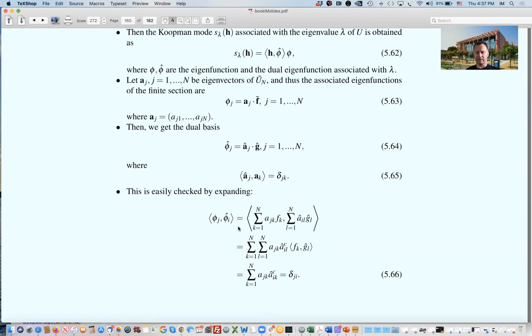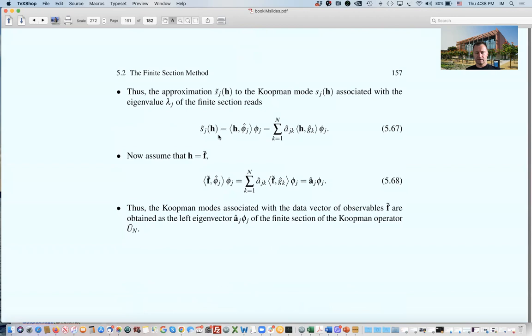Okay. So now we have the element that we need to find the Koopman mode associated with a vector of observables H. All right, so I'm writing this now as an approximation because I'm assuming that I don't have exact phi_j's and phi_j hats. I either cut off those sums, the time averages, at finite m, or I don't have an invariant subspace, something like that. So s_j tilde here denotes that it's produced out of a finite section that might not correspond to an invariant subspace, or when I cut off the time averaging at some finite m, as I need to if I'm doing things numerically.